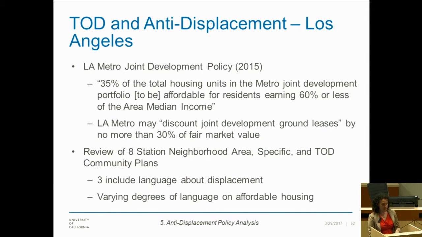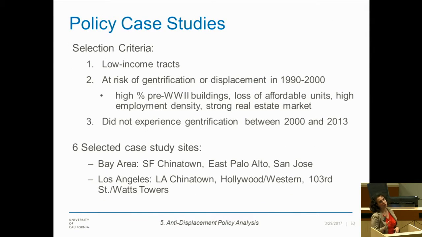And we also looked at 8 station neighborhood plans, specific area plans, and TOD community plans. What we found from those 8 is that only 3 of them had any language about displacement and, to varying degrees, about affordable housing. So it's starting to be talked about, but there is really no consistency yet, at least in regards to transportation planning and transportation area planning.